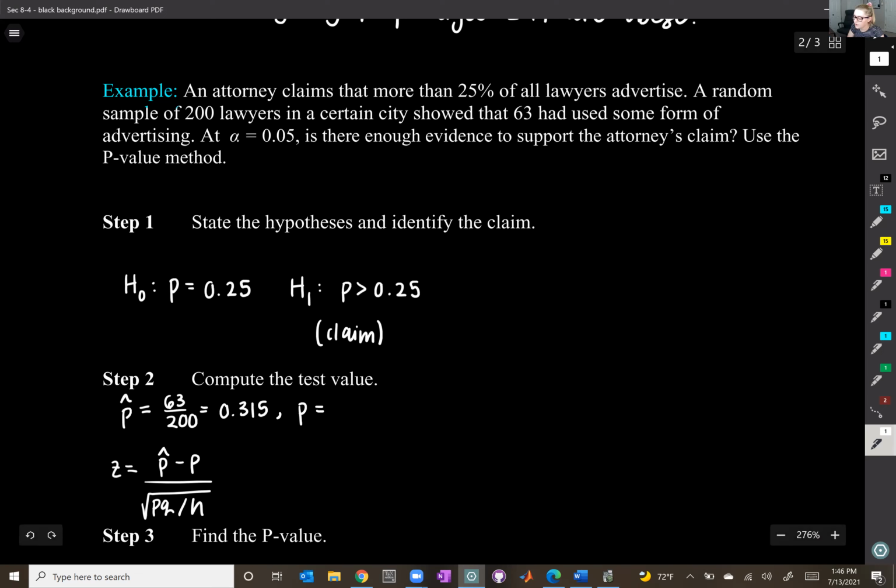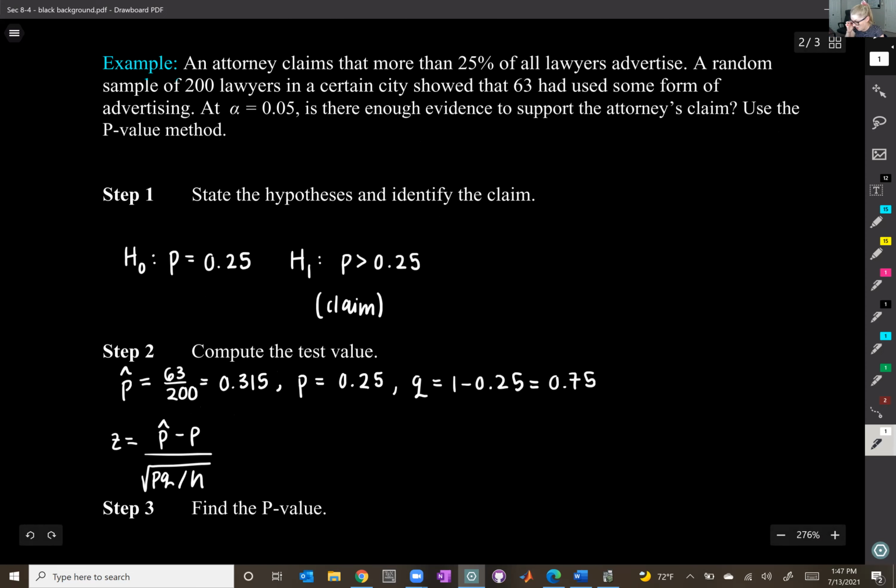All right, next we have to figure out what P is. And this is just that number that's used in our hypotheses. So that's the proportion that we're claiming about the population, which is 0.25. And then Q is just 1 minus 0.25, which is 0.75. And then N is going to be the sample size, which is 200 because we did a random sample of 200 lawyers.